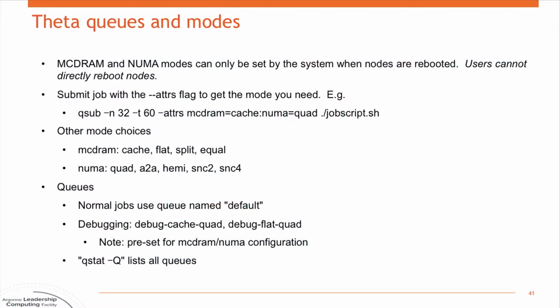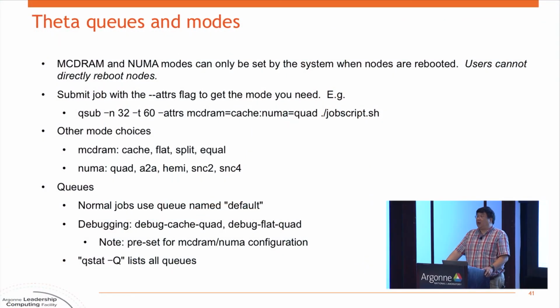But the way you change this mode, it has to be done when the node is booted. So the way you accomplish that is that you have to specify it as an attribute on your job, because the queuing system needs to reboot the nodes. So there are some instructions on how to do that. It's an attribute of the job with this ATTRS setting.